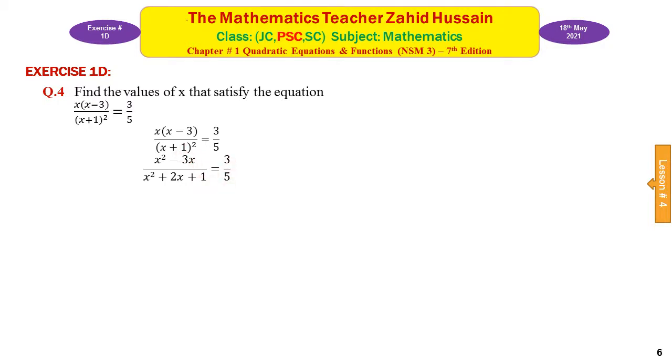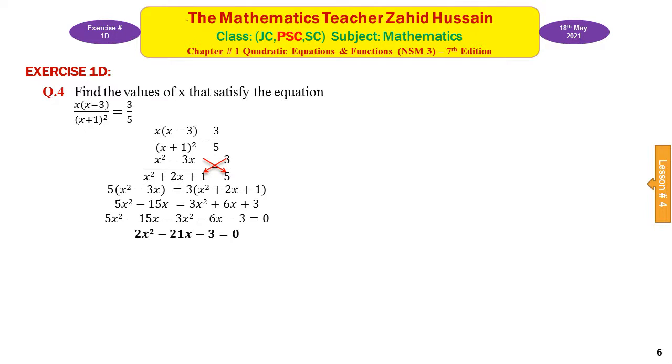Now we will cross multiply here. X square minus 3x with 5, and 3 with x square plus 2x plus 1. We get 5 into x square minus 3x is equal to 3 into x square plus 2x plus 1. Removing the bracket, we get 5x square minus 15x is equal to 3x square plus 6x plus 3. Collecting all the terms on the left hand side and simplifying, we get an equation which is 2x square minus 21x minus 3 equal to 0.